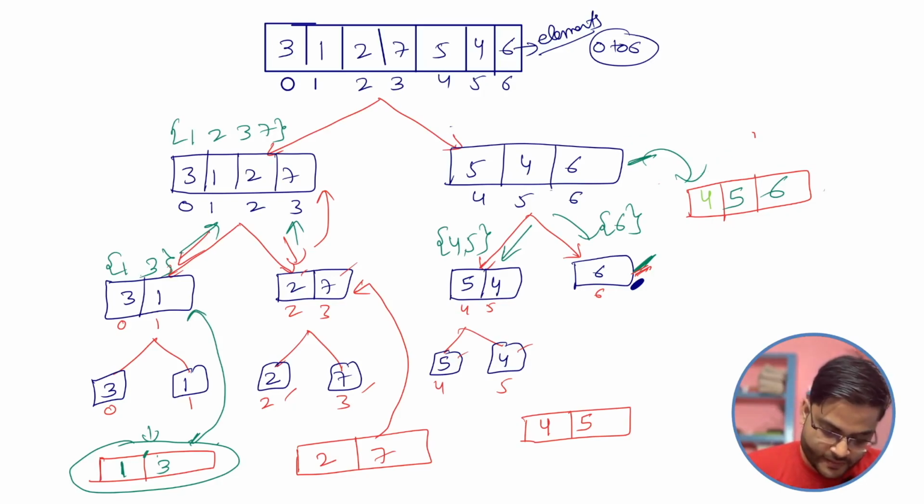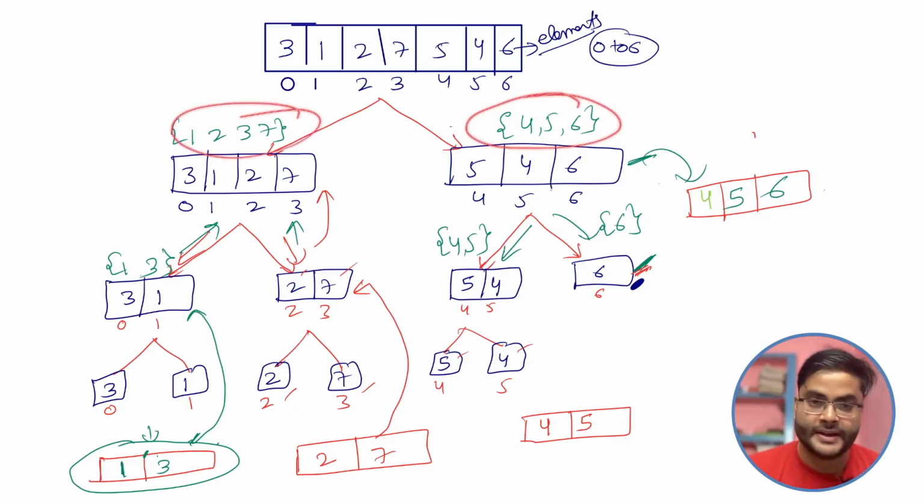So this will be 4, 5, 6. Okay, so on the left we got 1, 2, 3, 7. On the right we got 4, 5, 6. Right. So what I will do now, I will merge these two subarrays.